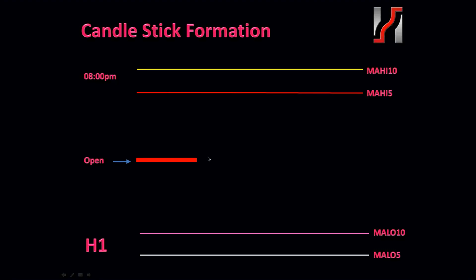I add in here some stuff basically for the candlestick formation. I put on 4 moving averages here, Mahi 5, which is moving average high 5, Mahi 10, which is moving average high 10, and obviously the low indicators at the bottom. Mahi 5 and 10 are sell indicators, and Malo 5 and 10 are buy indicators. Let's say, for example, this is an H1 time frame, and the time now is at 8 p.m. and there's a new candle that opens at this particular price.